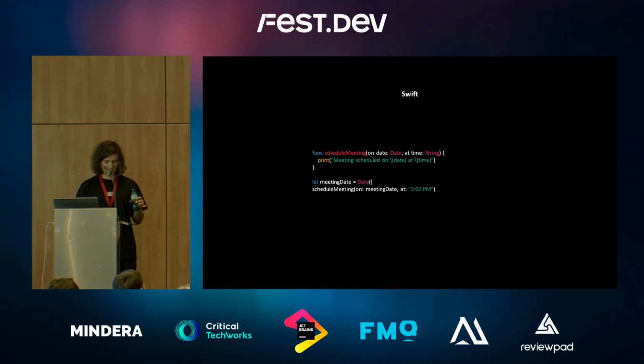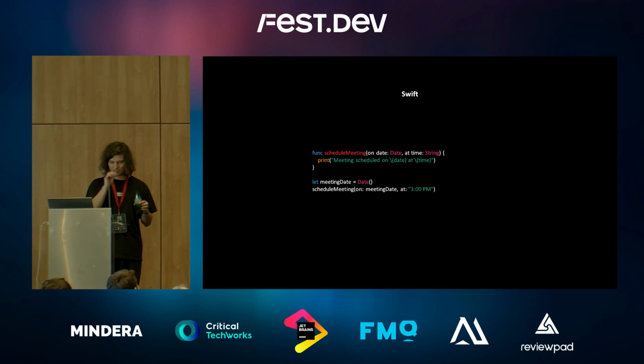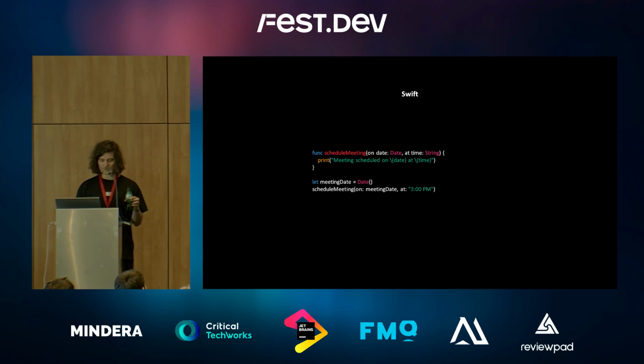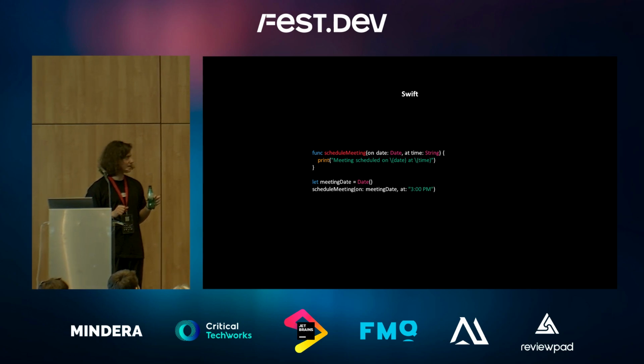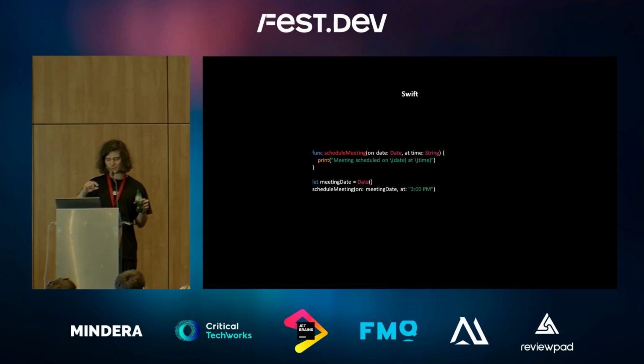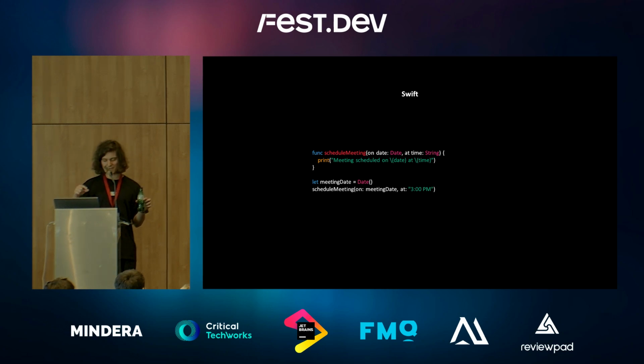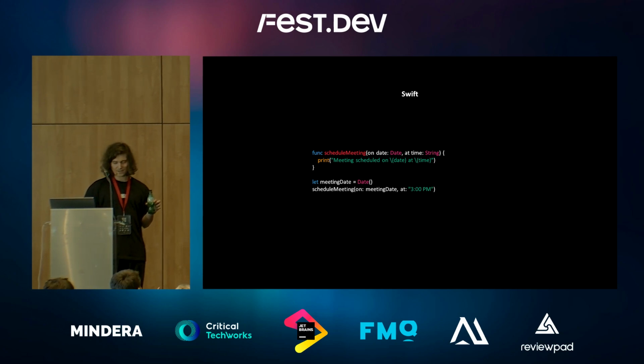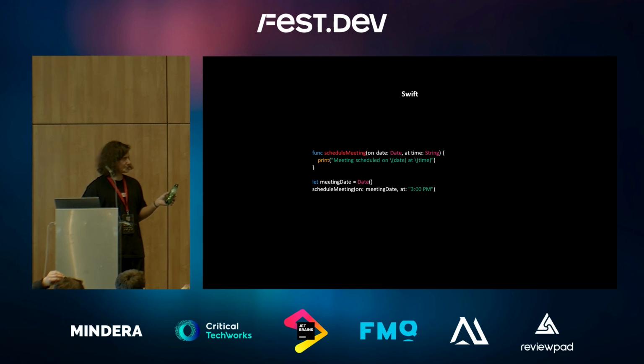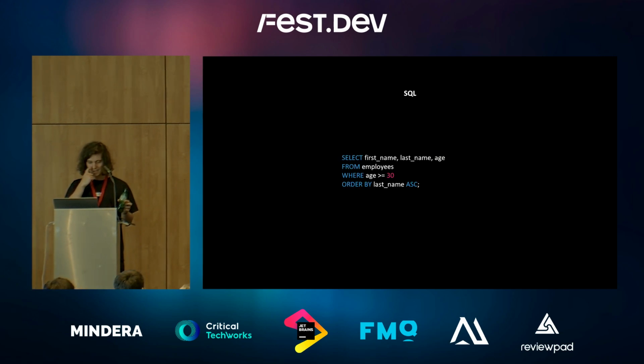Another example, not using the same paradigm, but in Swift, you can have named parameters, where you can name your parameters so the call looks like a whole sentence. For example, schedule meeting on meeting date. You're not calling it meeting date, you're calling it on, knowing that then you're going to type meeting date at 3 p.m. You can read it really simply, so it's really cool.